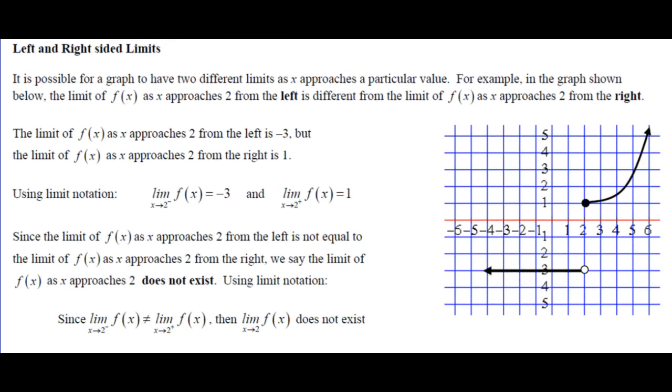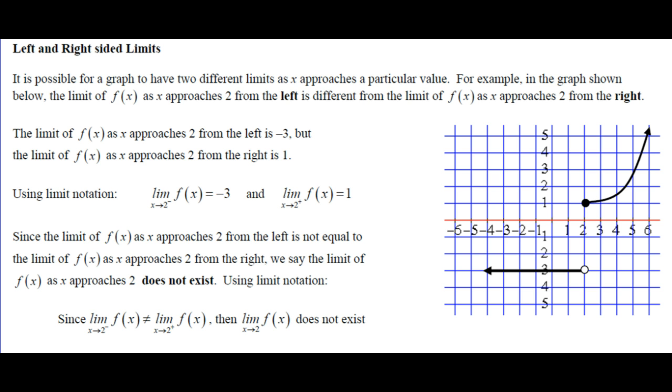Now, left and right-sided limits. It's possible for a graph to have 2 different limits as x approaches a particular value. For example, in the graph shown below, the limit of f(x) as x approaches 2 from the left is different from the limit of f(x) as x approaches 2 from the right. So approaching from the left, approaching from the right. The limit of f(x) as x approaches 2 from the left is -3.